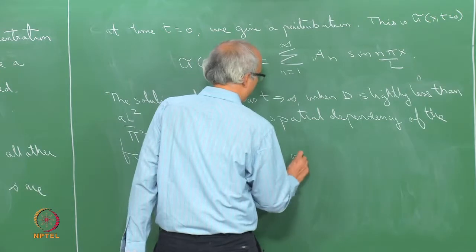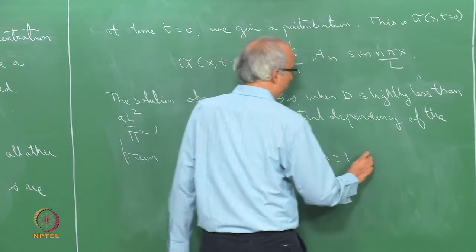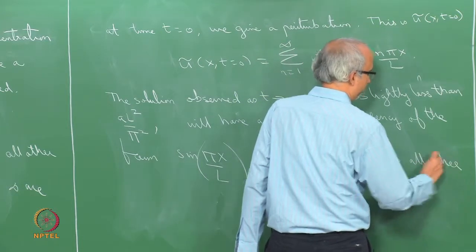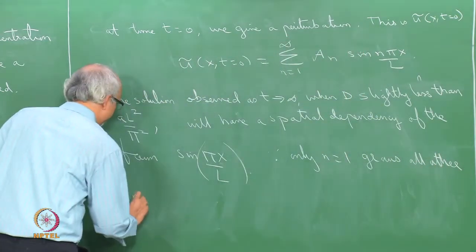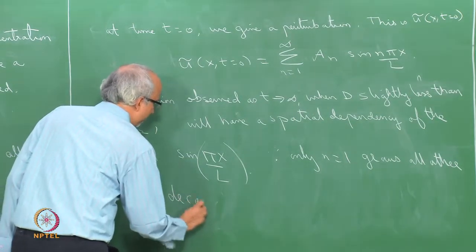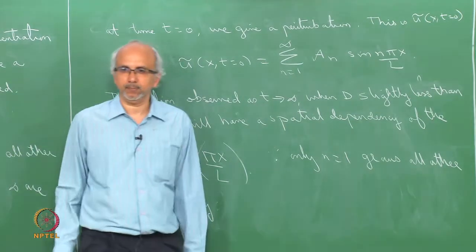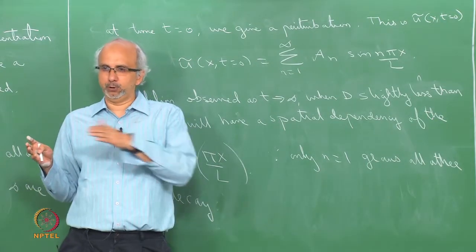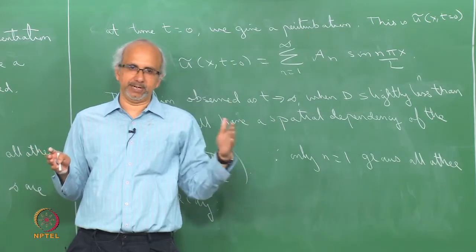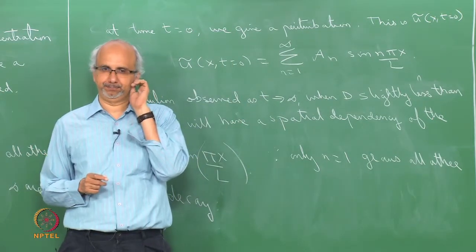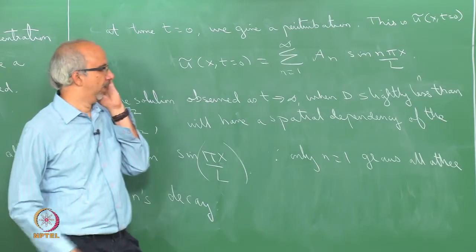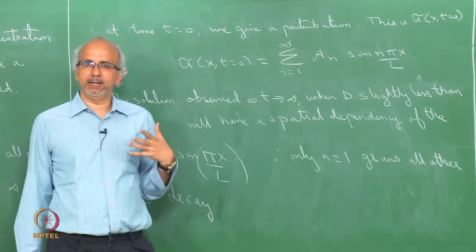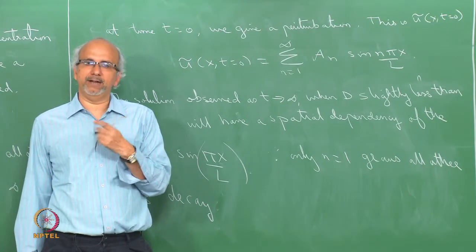Since only n equal to 1 grows, all other n's decay. So, what this means is you will get a solution for u which has some non-zero value inside, maybe a single maximum. I think this is just to illustrate to you that you have a critical value.